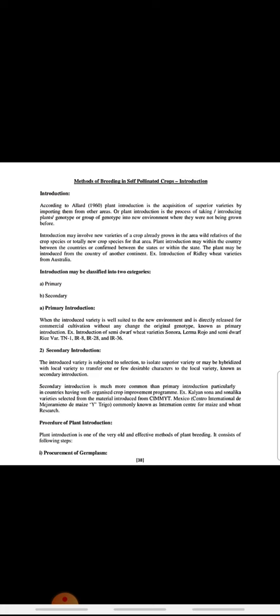Introduction may be classified into two categories: primary and secondary. First we'll see the primary introduction. When the introduced variety is well suited to the new environment and is directly released for commercial cultivation without any change in the original genotype, it is known as primary introduction. Example: introduction of semi dwarf wheat varieties Sonora, Lerma Rojo, and semi dwarf rice varieties TN1, IR8, IR28, and IR36.